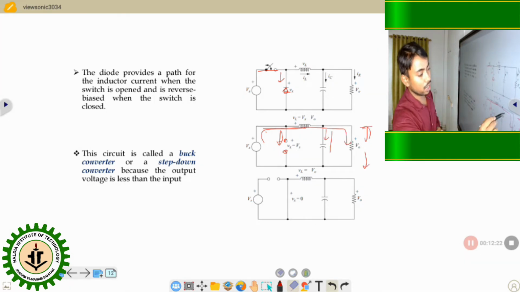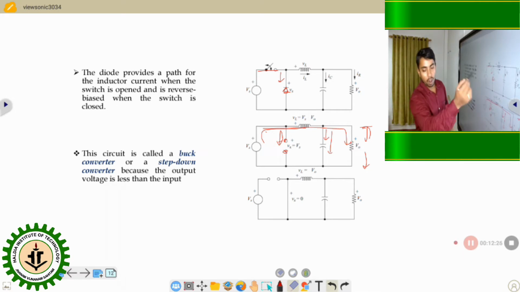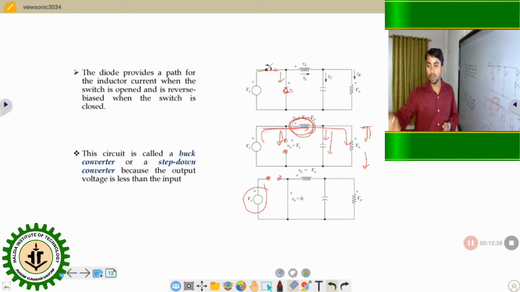And then when the switch is off, what will happen? The switch is off, so it is open from the supply. When the switch was on, energy was stored in the inductor. This stored energy wants to be released through the load. How will it be released? That's why we use the diode. This diode should be forward biased, so the stored energy can be released through the load and through this diode.